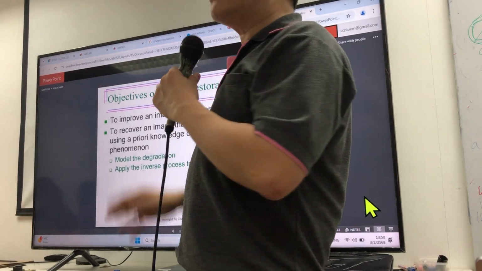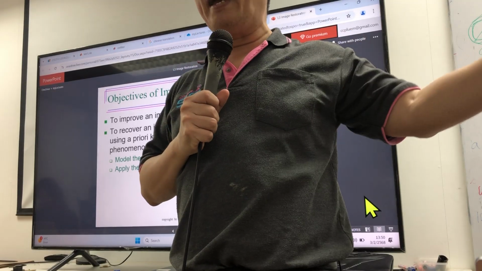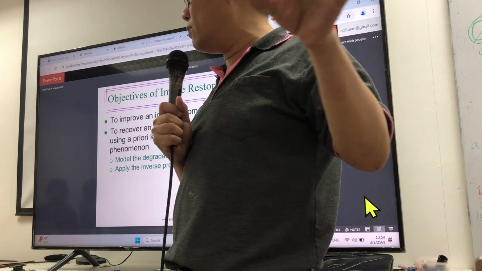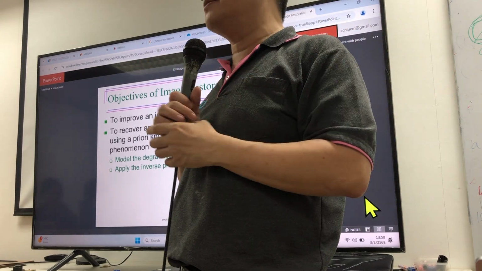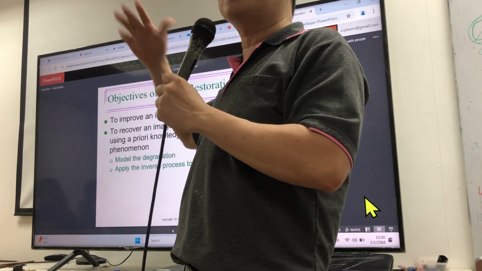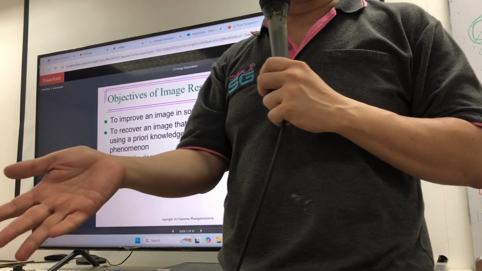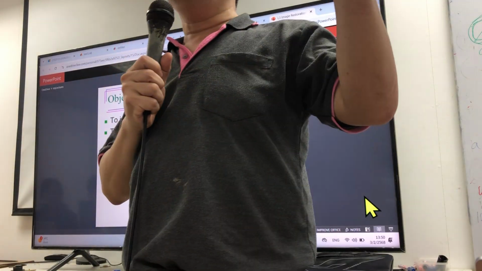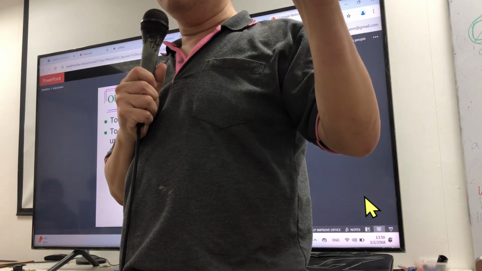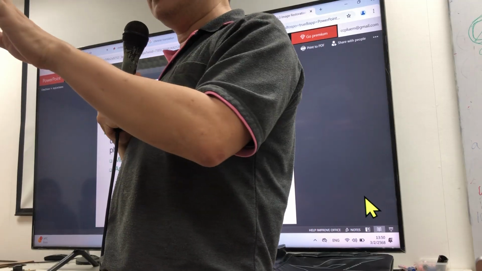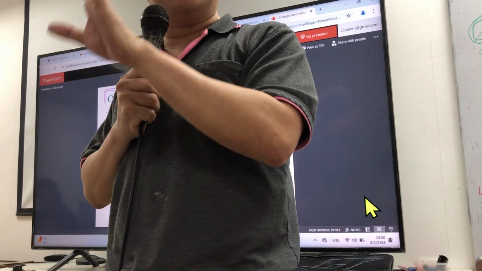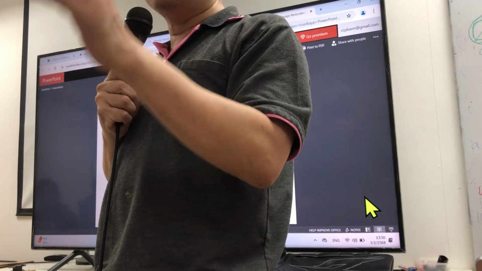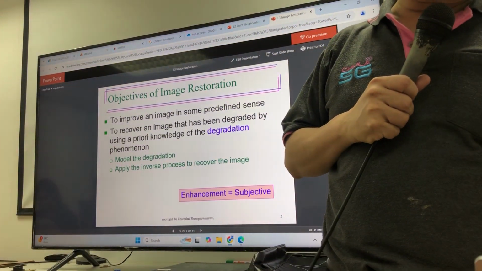So image restoration is like going back to the past, back to the original image that you want. Enhancement is like going to the future. You don't know what the future is, but you try your best to make it look better. But restoration means you know it's supposed to be what it's supposed to be, but somehow it got degraded, most of the time by noise, and you want to get rid of the noise. Sometimes it can be something else too besides noise.